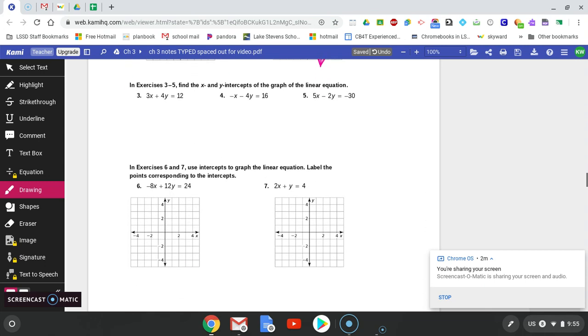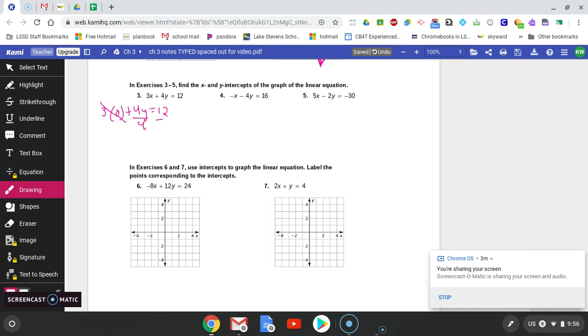Okay, so if we get to number 3, find the x and y intercepts of the graph. So this is where we're going to plug in a 0 for x, solve it for y, then plug in a 0 for y and solve it for x. So I will plug in a 0 for x first. And the cool thing about finding your x and y intercepts is it always makes one of the terms completely cancel out. So then it's just a one-step equation to solve.